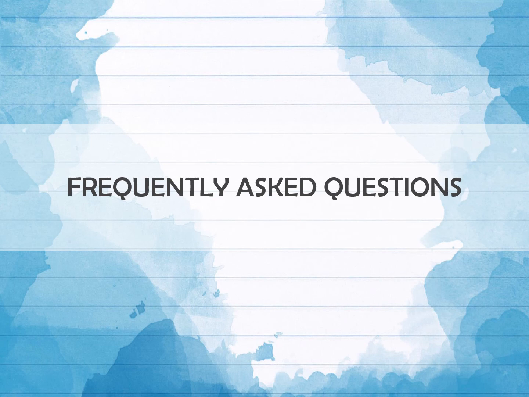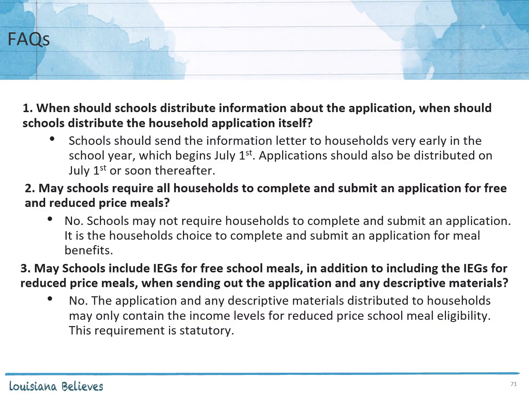Now we will discuss some frequently asked questions. Number 1. When should schools distribute information about the application, and when should schools distribute the household application itself?